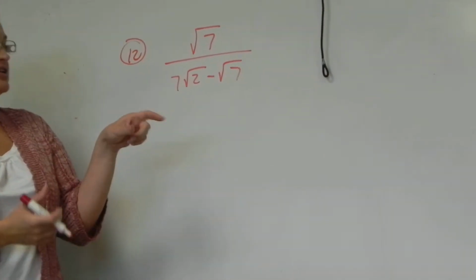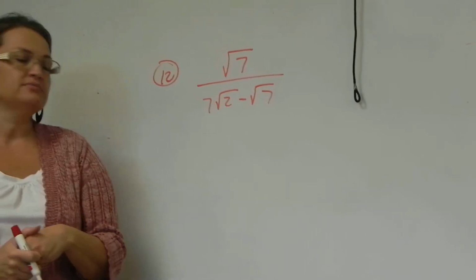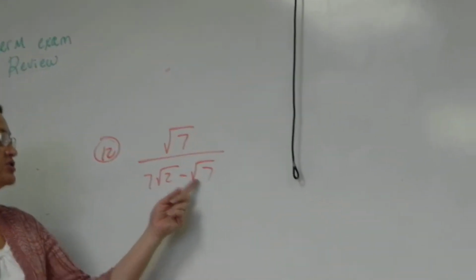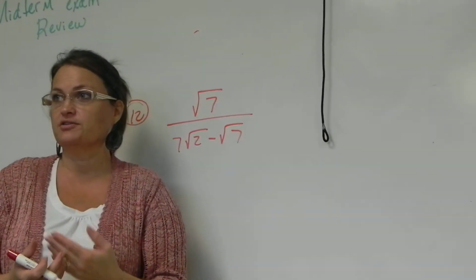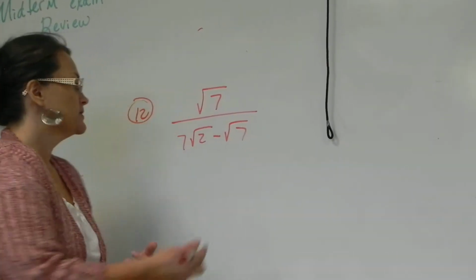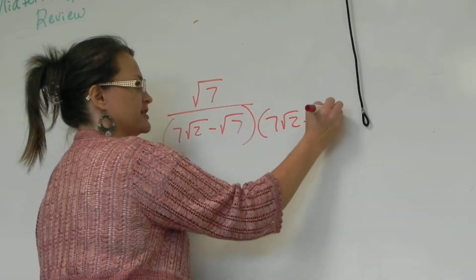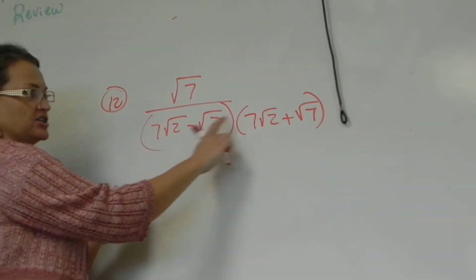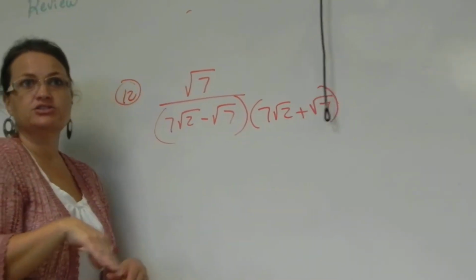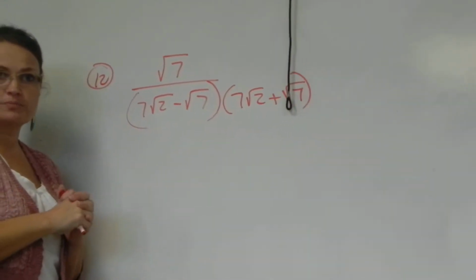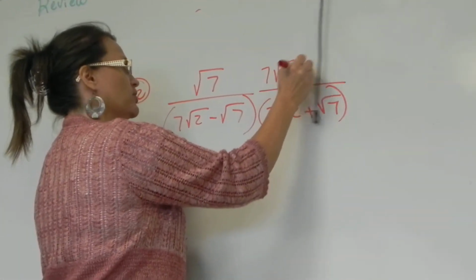But on number 11, it was just the one term, where you times by whatever it needs to make it perfect. When it's a two-termer, a binomial, you have to times by the conjugate to fix that situation. So the conjugate would be 7 radical 2 plus radical 7. Conjugate, remember, just means change the sign of the binomial. When you FOIL that, you're guaranteed to have a rational number. Whatever you do to one part, you have to do to the other part.